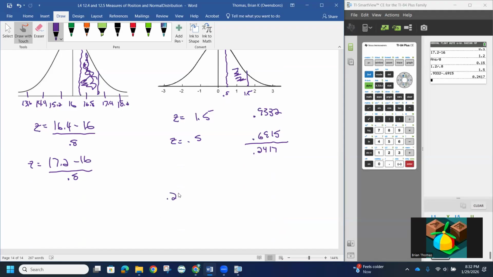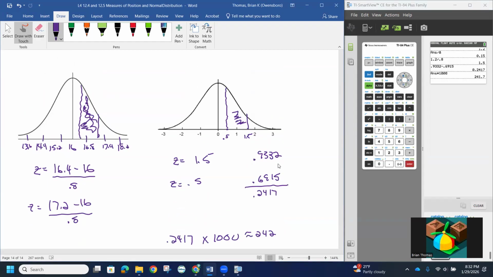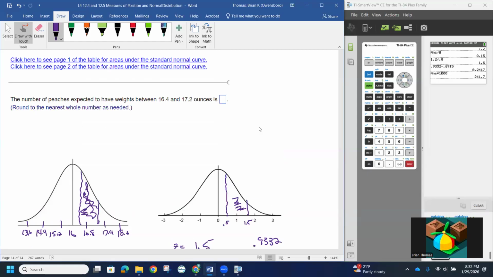So 0.2417 times 1,000 would actually give me the number of peaches. So if we multiply this answer by 1,000, that gives us then 241.7. So right around 242 peaches would be in that range. So round to the nearest whole number. So nearest whole number would be 242. So we can do that.